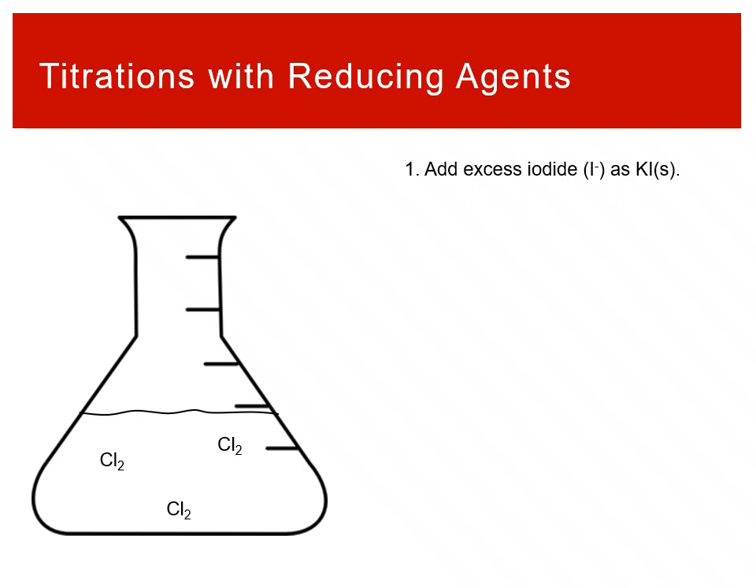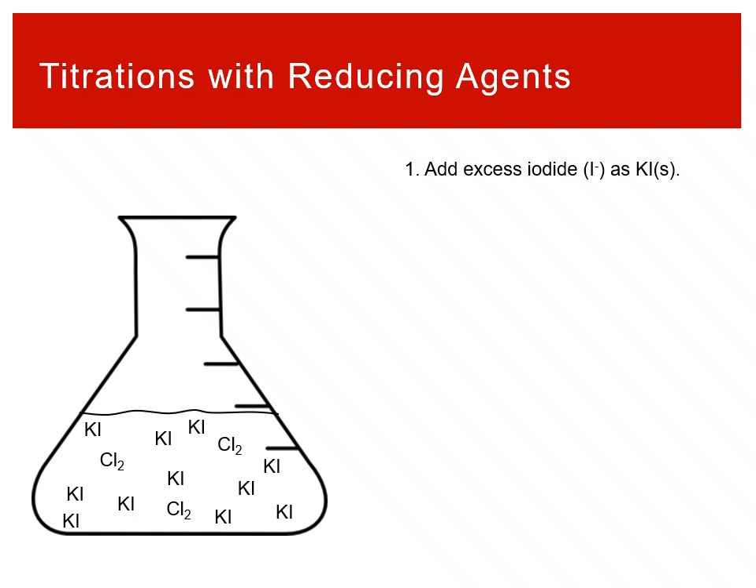I want to titrate my solution of Cl2. So I've got chlorine in my solution, and I want to titrate it using a reducing agent. So what I'm going to do is just add a bunch of my reducing agent. In this case, this will be KI. I'm going to add excess, a bunch, to react with all of my chlorine.